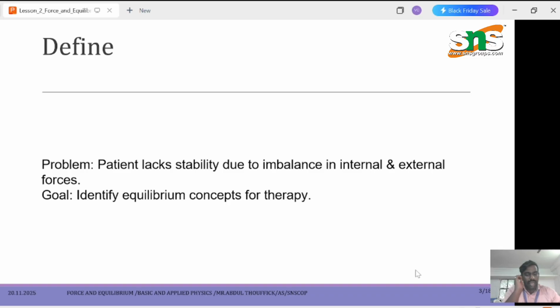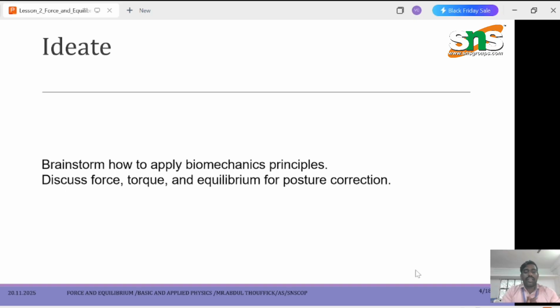To define, after observing, we define the core problems. Many patients lack stability because internal and external forces are not balanced. So our goal in this lesson is to identify the concepts of equilibrium that influence therapeutic outcomes. So coming to the ideate, in the ideation phase, we connect biomechanics to practical correction strategies. We think about how force, torque, and equilibrium help to improve posture and movement efficiency.